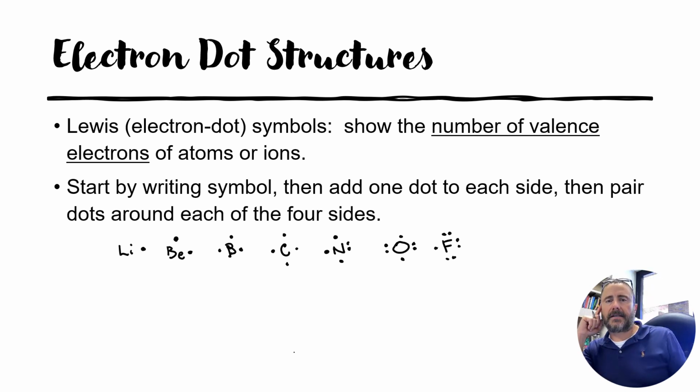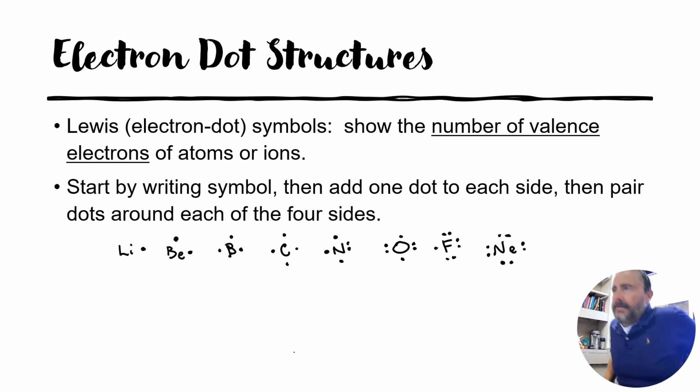Fluorine, 1, 2, 3, 4, 5, 6, 7. So 3 sides have paired electrons and 1 has a lone one. And then finally, going across, we have neon, which has all 8, so there are 2 electrons on all sides of it. All right, so that's where we start with drawing our Lewis dot structures.